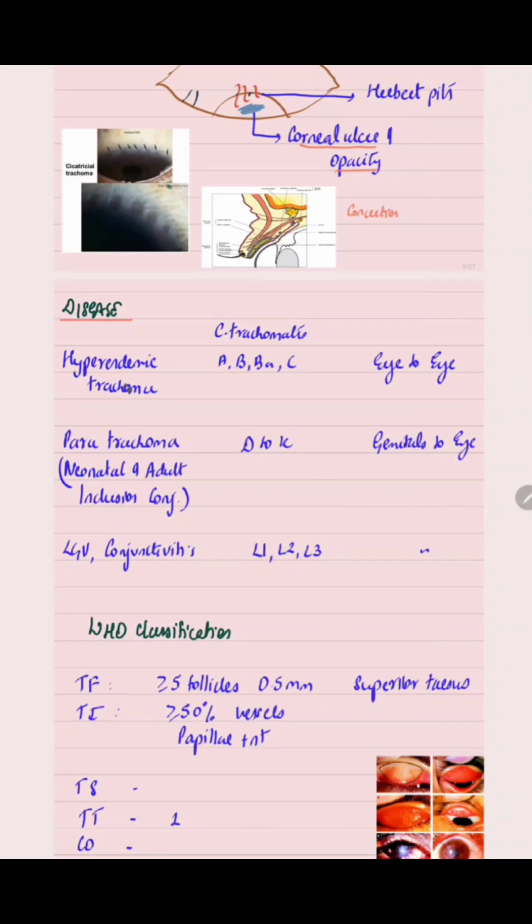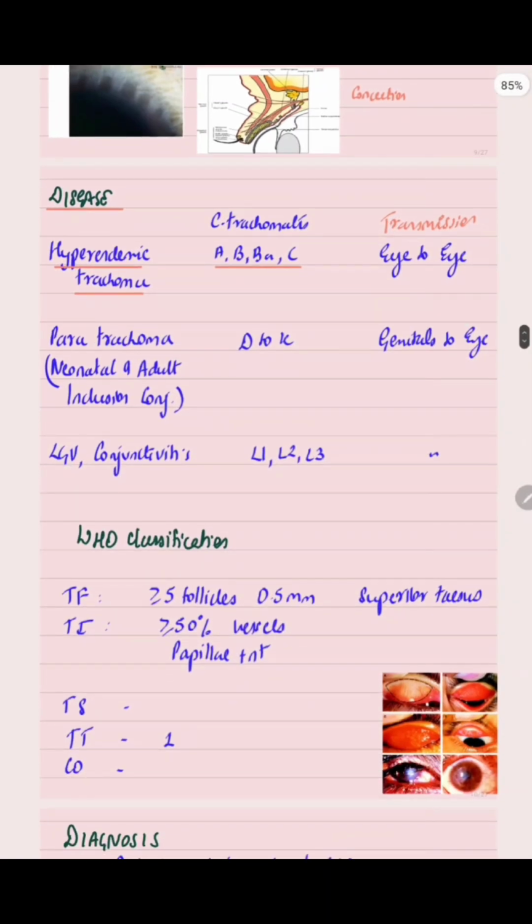Hyperendemic trachoma is caused by Chlamydia trachomatis A, B, Ba and C. The transmission is eye to eye. Then paratrachoma, that is neonatal and adult inclusion conjunctivitis, the organism is Chlamydia trachomatis D to K. The transmission is genitals to eye. In lymphogranuloma venereum conjunctivitis, the organism is Chlamydia trachomatis L1, L2, L3. Transmission is again from genitals to eye.